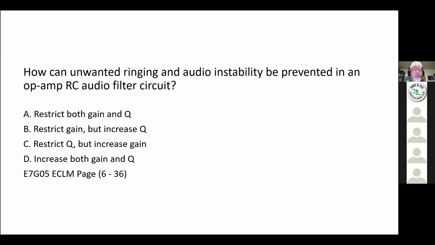How can unwanted ringing and audio instability be prevented in an op-amp RC audio filter circuit? A, restrict both gain and Q. B, restrict gain but increase Q. C, restrict Q but increase gain. Or D, increase both gain and Q. Alpha. Alpha is correct. Restrict both the gain and Q.